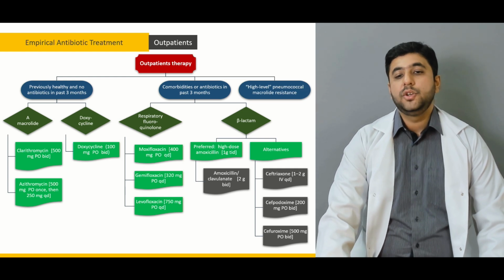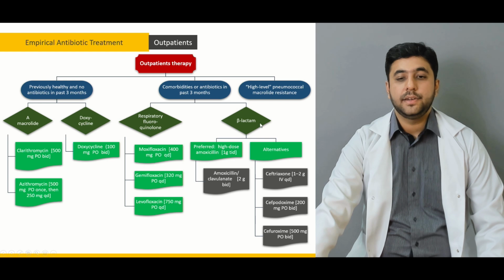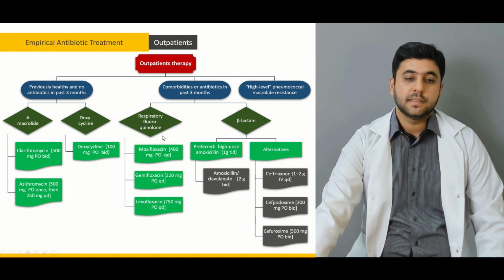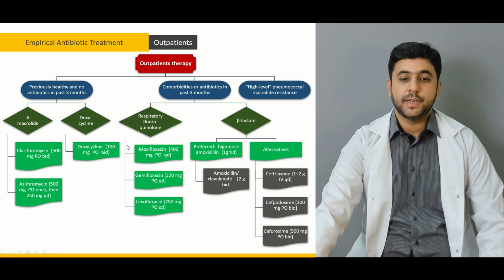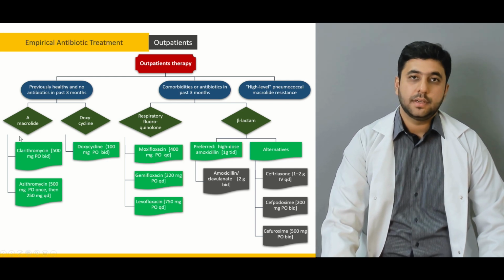If there is high-level pneumococcal macrolide resistance in that population, then instead of the macrolide, we add doxycycline to these beta-lactam antibiotics, or we can simply give them respiratory fluoroquinolones. The treatment remains the same for this category, but in place of adding a macrolide to the beta-lactam, we add a doxycycline. These are the outpatient therapies.